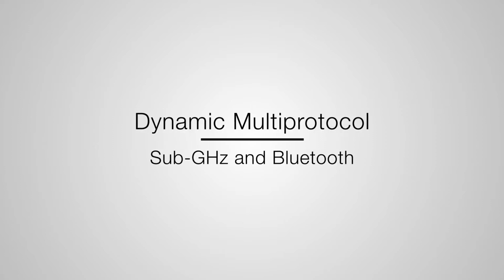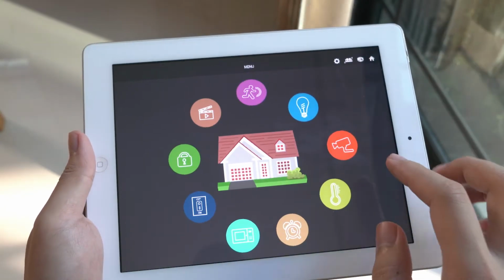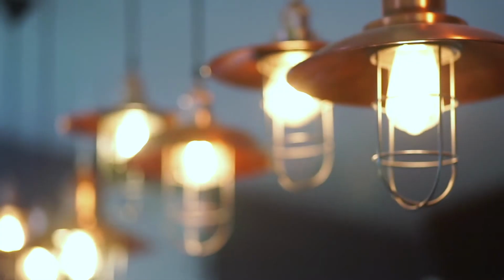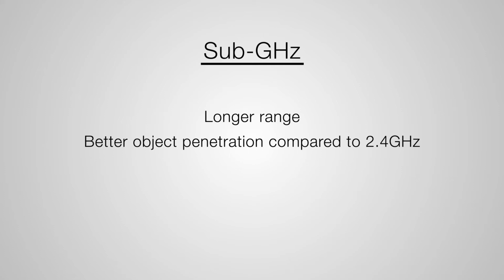Sub-gigahertz frequency bands are ideal for applications in smart metering, home and building automation, garage door openers, and commercial lighting. Sub-gigahertz frequencies boast longer range and better object penetration capabilities as compared to 2.4 gigahertz. In addition to that, sub-gigahertz devices are generally less prone to interference.